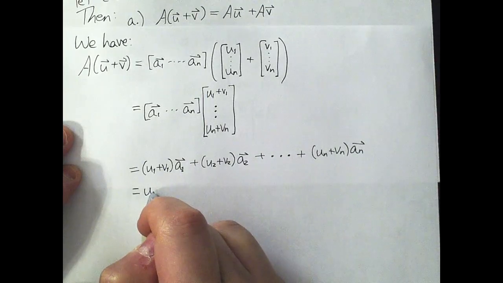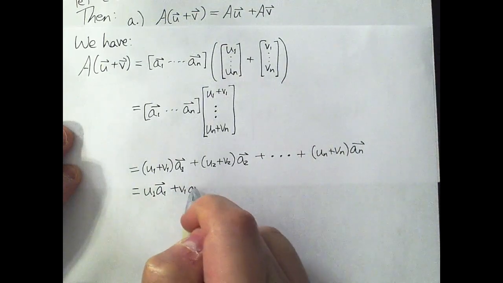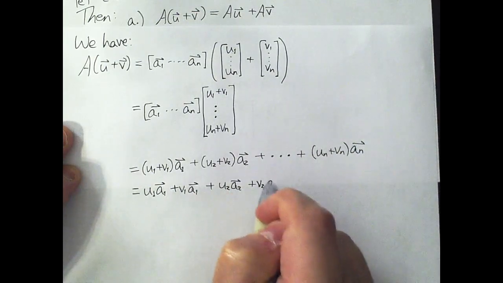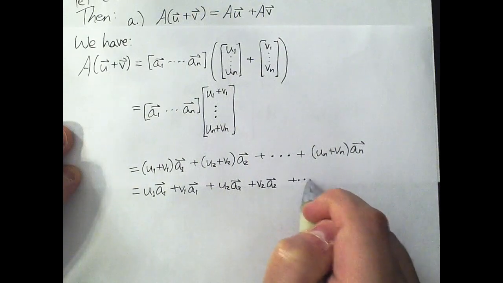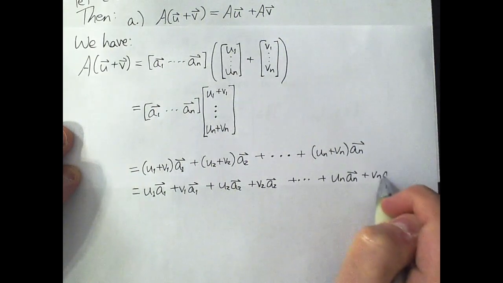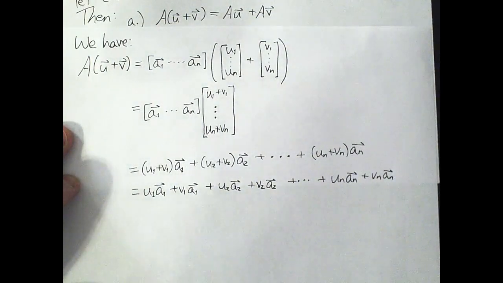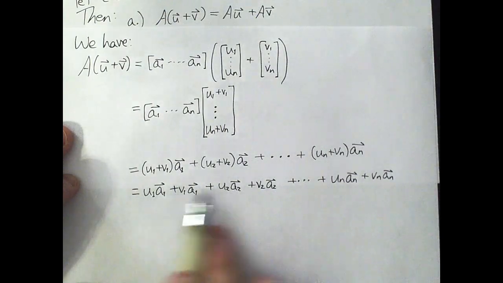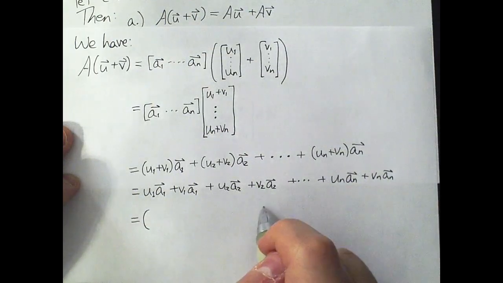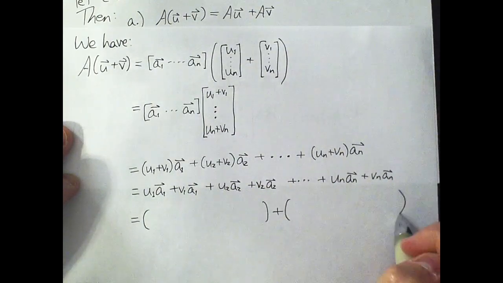Let's say u1 A1 plus v1 A1 plus u2 A2 plus v2 A2 plus ... un An plus vn An. Okay? Now, here's a crucial step. We have a lot of terms here, right? Let's group together. In fact, I'm going to put big parentheses here. I know what I have in mind.